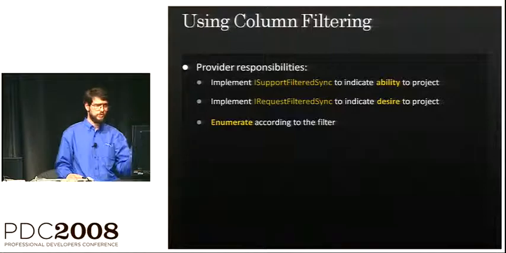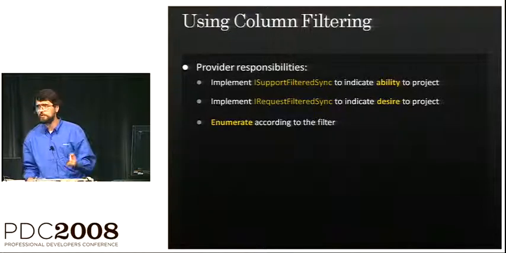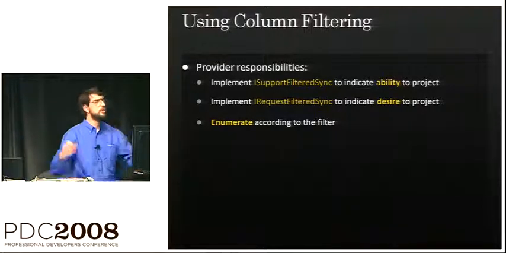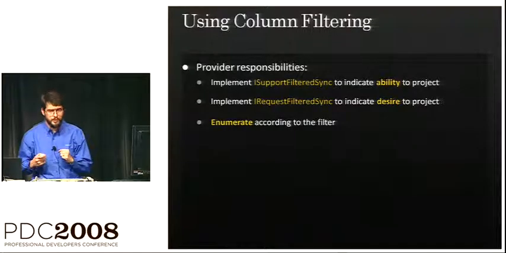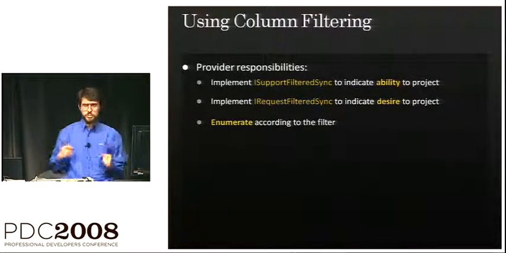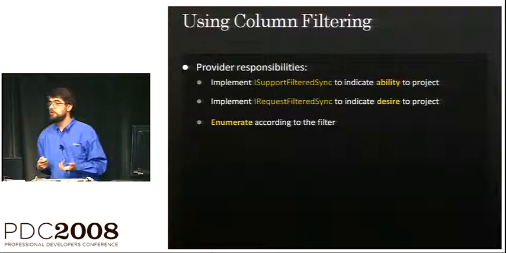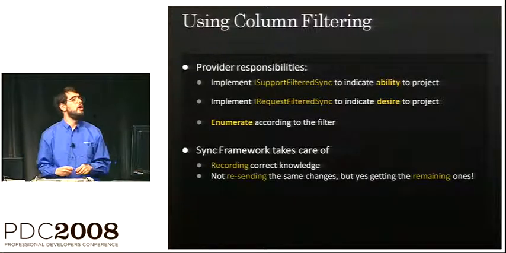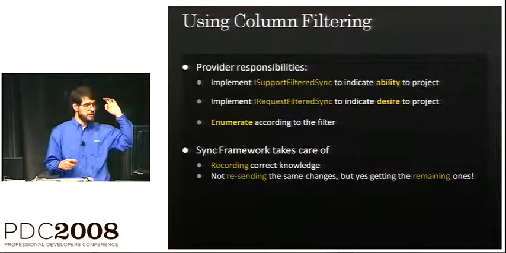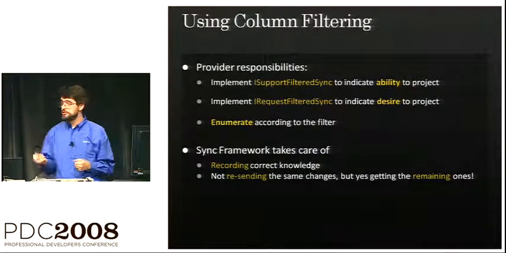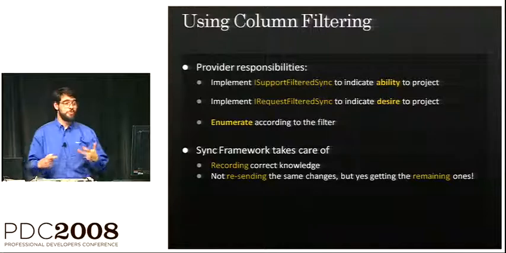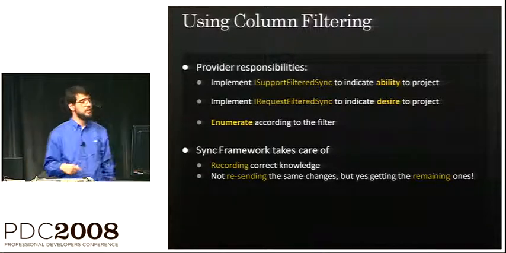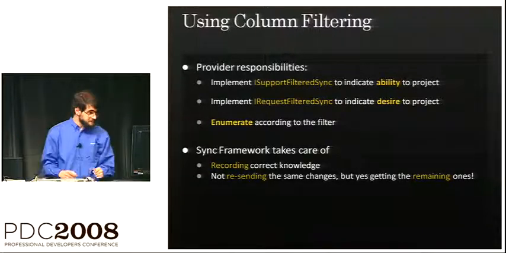If your provider supports change units, then adding column filtering is pretty straightforward. You implement ISupportFilteredSync and IRequestFilteredSync interfaces to indicate your ability or desire to project objects onto the sets of columns, and then you enumerate the changes according to that filter. If you're using Provider Framework, then it takes care of implementing ISupportFilteredSync as well as enumerating changes. But of course, only you know which change units you want and which change units you do not want, and so you are left implementing that.